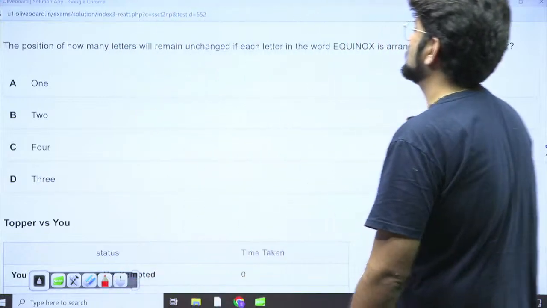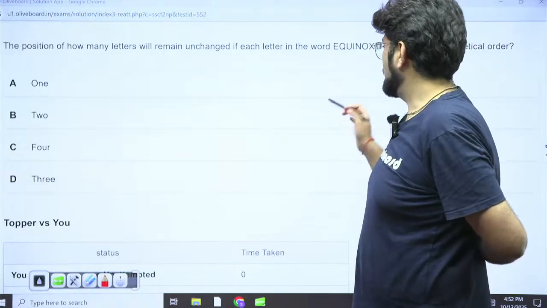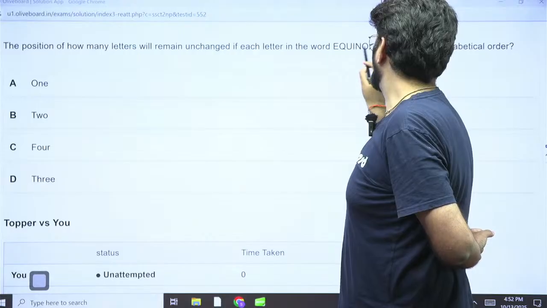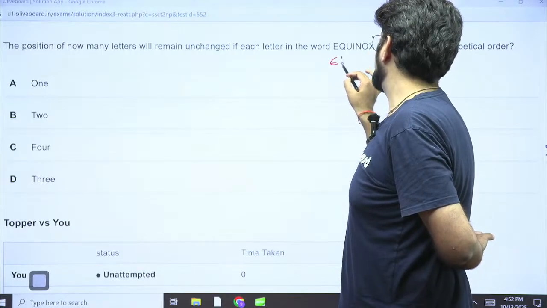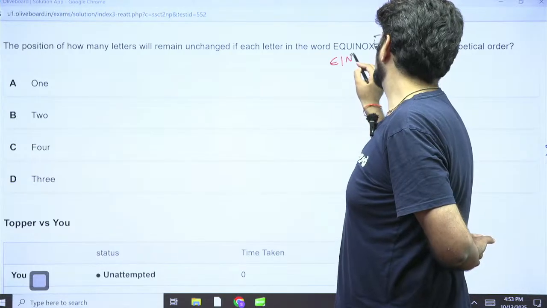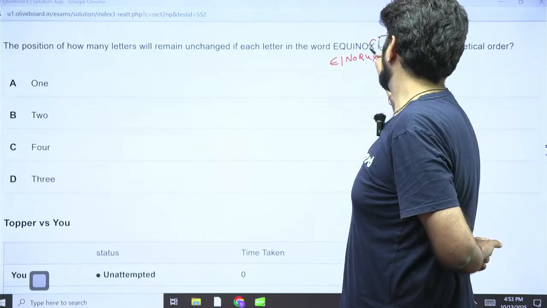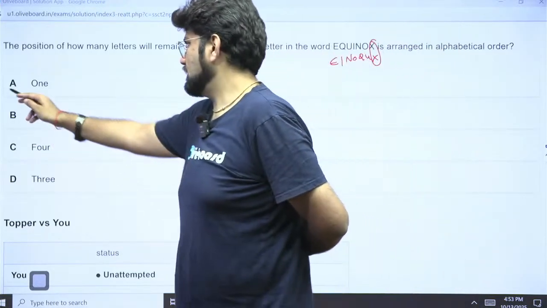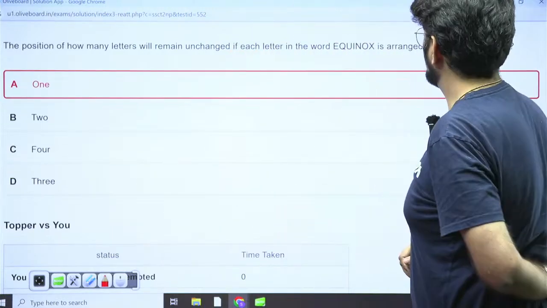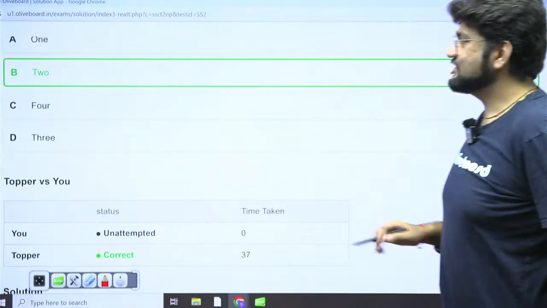The position of how many letters will remain unchanged if each letter in the word equinox is arranged in the alphabetical order? So again, I have shown you multiple methods to solve this. First thing is we'll arrange it normally only. So we'll start with the smallest one, which is 5. Then we'll have 9. Then we have 14, 15, 17, 21, 24. So I think only X is the one which is not changing place. So option A is the correct answer. What? Oh, sorry, 2. E was also there in the front. No, sorry. 2. 37 seconds.